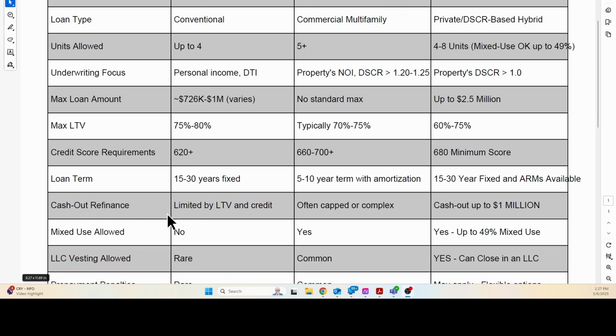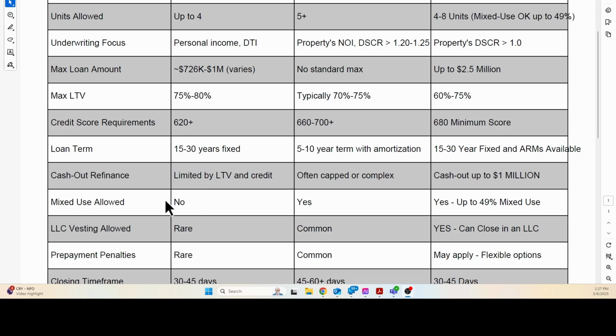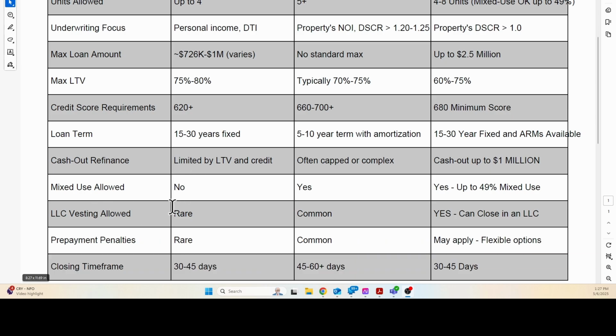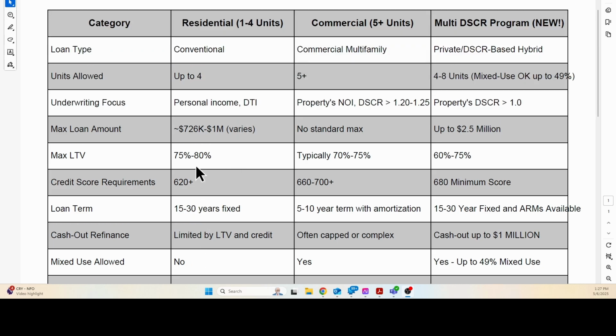Can you cash out? Well, it depends on what LTV you're at. Mixed use allowed? Absolutely not. LLC vestings? No. Prepayment penalties? No. And closing times? Usually within 30 days. So that's the common conventional loan out there that most people experience.